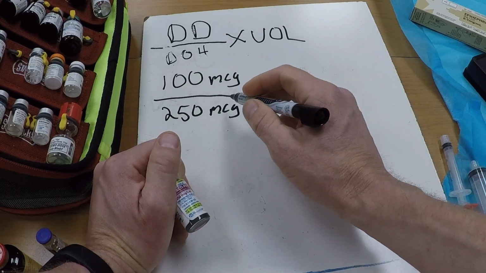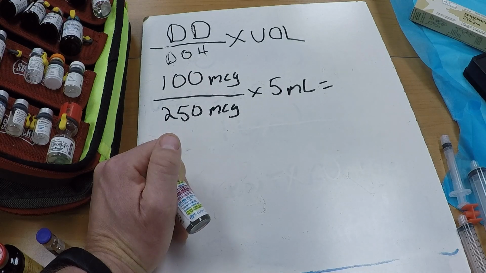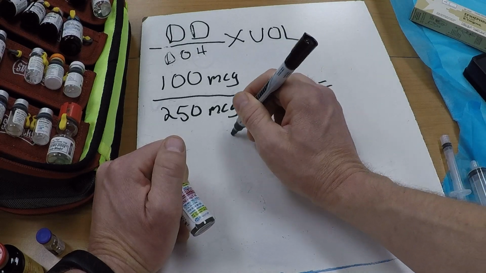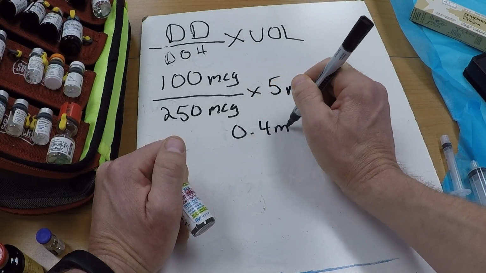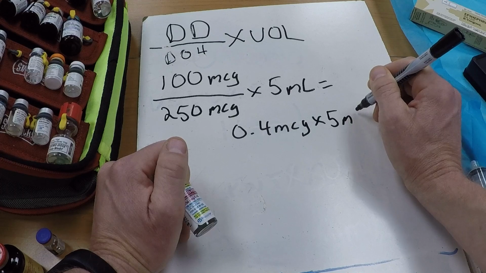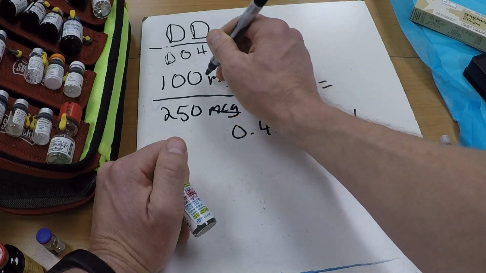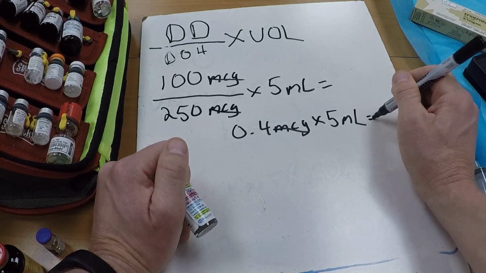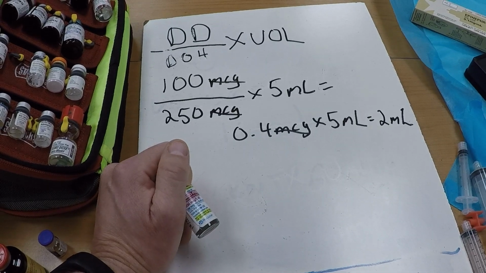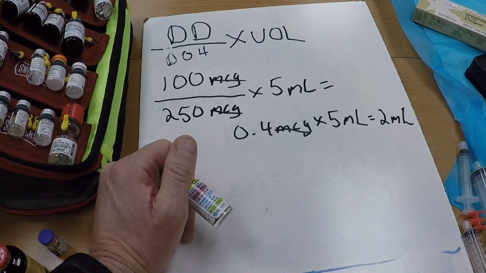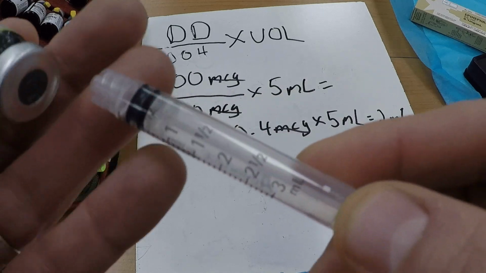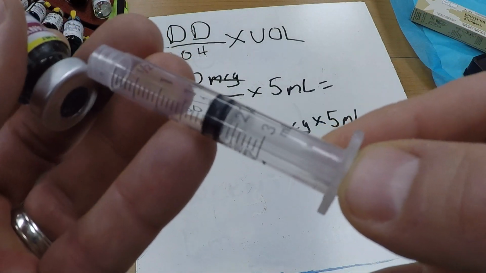So first we're going through the orders. We're going to divide 100 by 250, which is 0.4, times 5, and this cancels, equals 2 milliliters. So 0.4 times 5, so we're going to give 2 milliliters. In order to do that, we're going to take our 3 ml syringe and draw 2 milliliters.